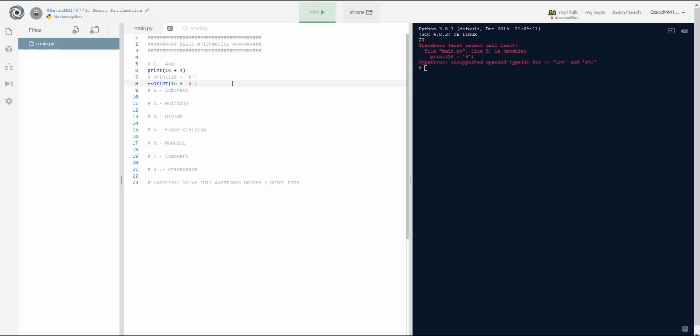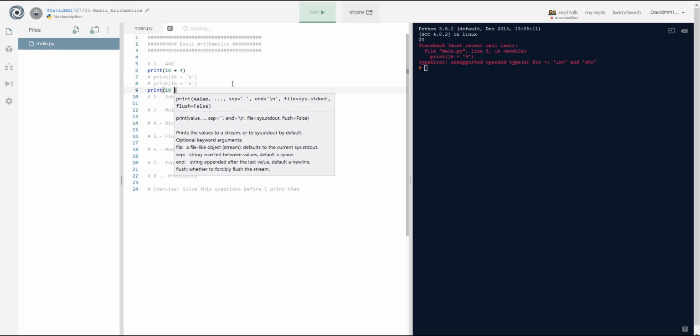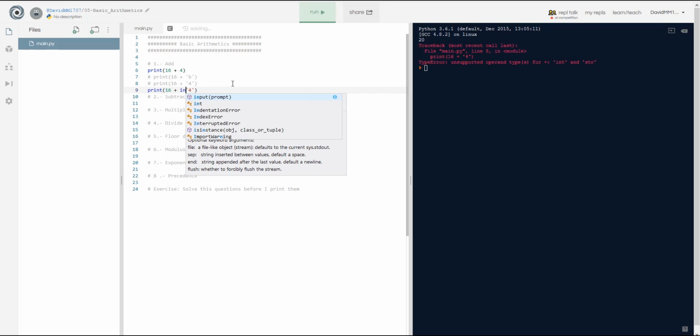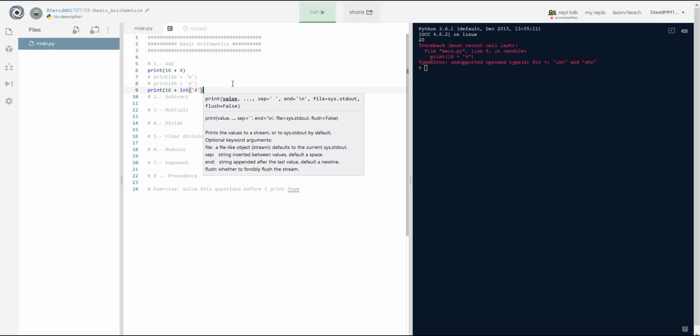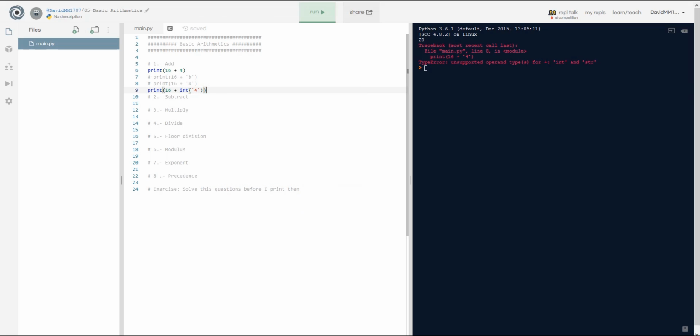In the same way, let me comment this. If we print 16 plus 4, and this is a string, but we convert this into an integer, this is the same as this, as you can see here. I'm going to comment this.